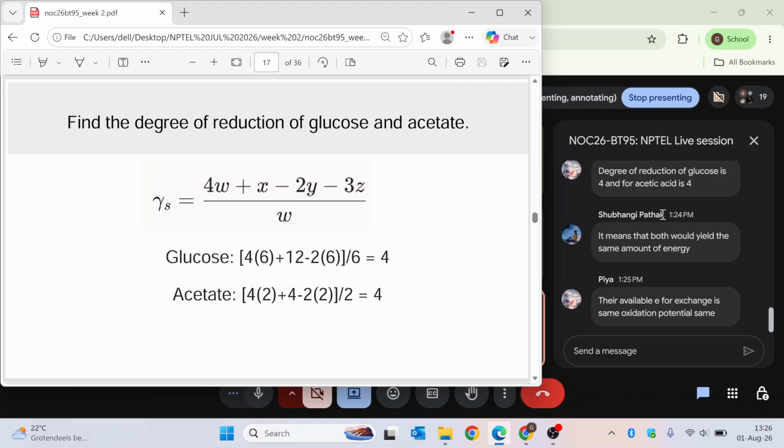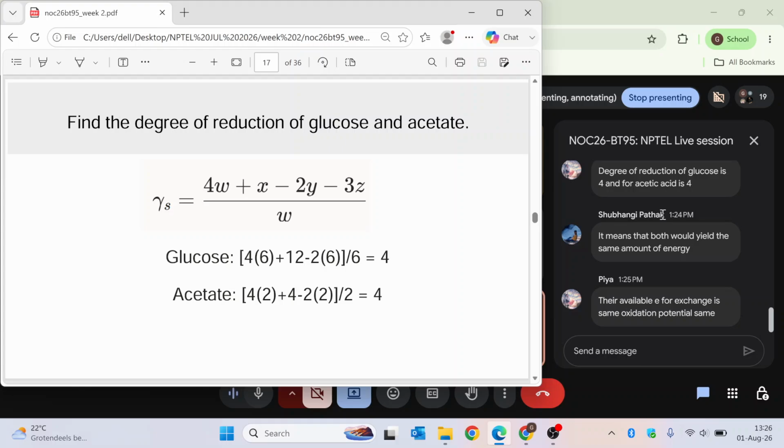Okay, so theoretically it means that they would yield the same amount of energy, that we can predict, and the available electrons for exchange are the same, the oxidation potential is also the same.